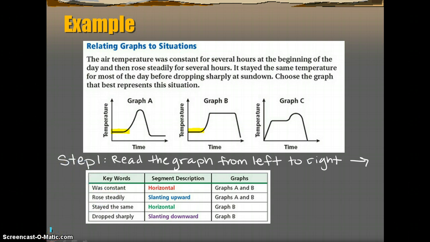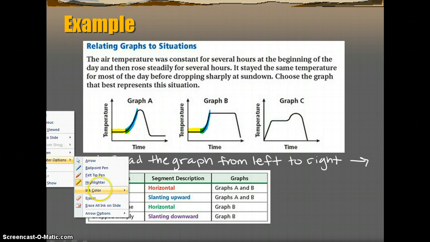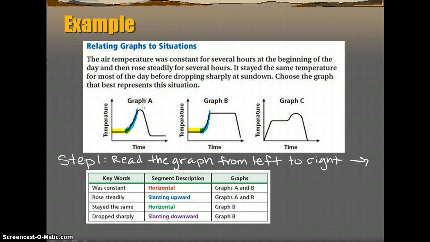Next, it says rose steadily, slanting upwards. So graphs A and B have the graph slanting upwards, and that would be rose steadily. So from here to here, and then again from here to here. Stayed the same is, again, another constant, a horizontal line, and graph B is the only one that has that.